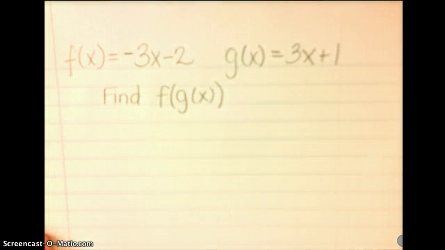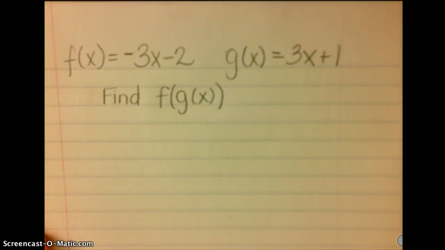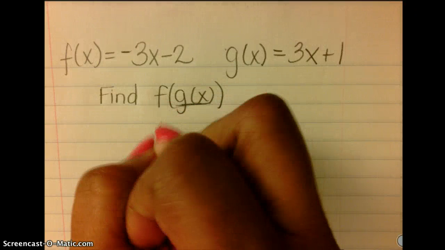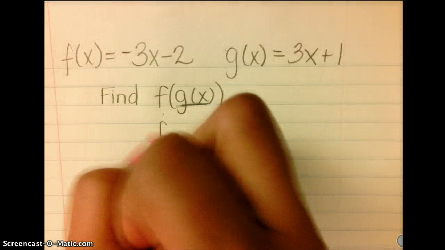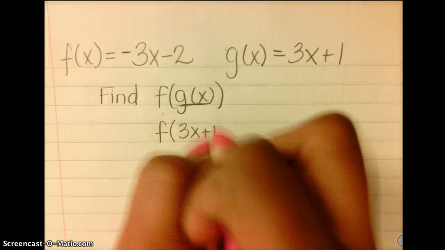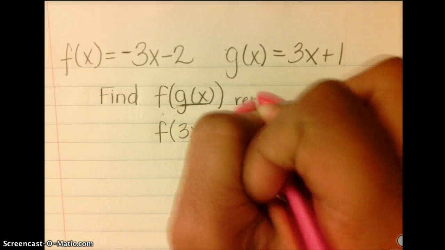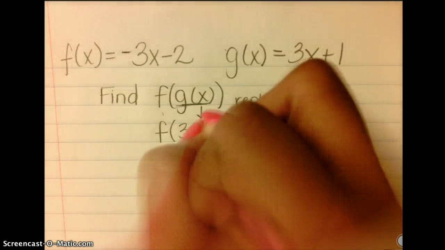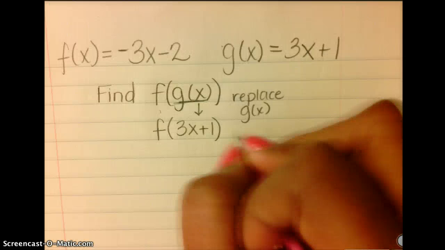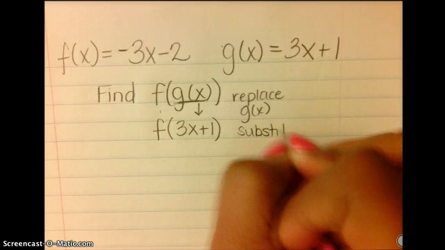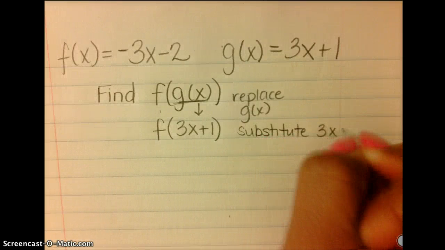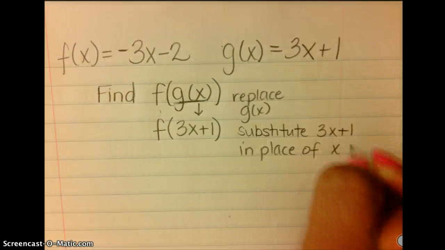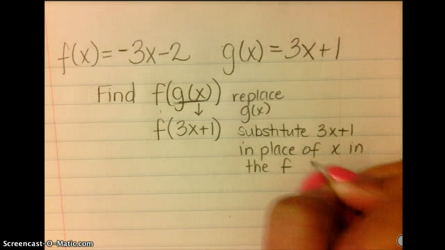Okay, now remember when we worked through a problem like this on the board, we talked about always starting on the inside. So I'm going to start by replacing my g of x. So this is going to be f of 3x plus 1. So the first thing we did is replace g of x. Okay, that's the first thing we did. Now this says substitute 3x plus 1 in place of x in the f function.